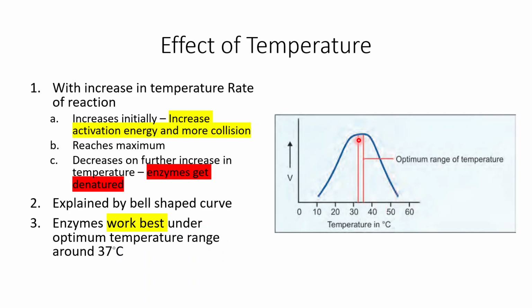This type of shape is called a bell-shaped curve, and this explains the effect of temperature on enzyme action. Enzymes work best under optimum temperature, which is roughly around 37 degrees Celsius, which happens to be our body temperature. So at our body temperature, all the enzymes are working under optimum conditions.